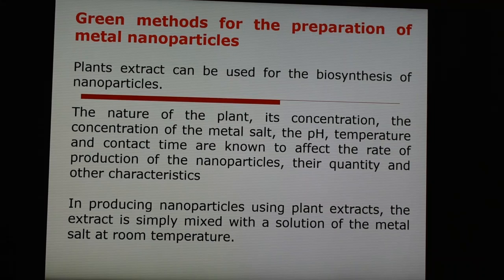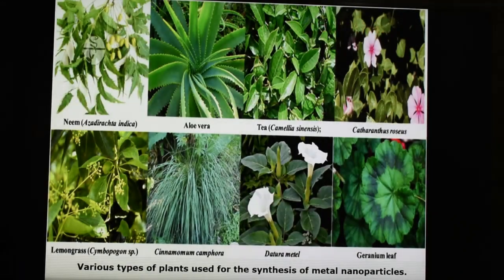Generally medicinal plants are used for this purpose, and examples are shown here. These are some medicinal plants which show the reduction of these extracts of these plants. We get the silver or gold or any other nanoparticles. So these are the names: aloe vera, tea, and some others like datura. All these are medicinal plants whose extracts are used to synthesize, and this synthesis of nanoparticles from plant extract is a green approach.